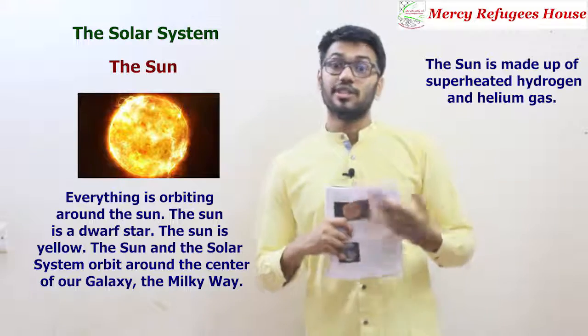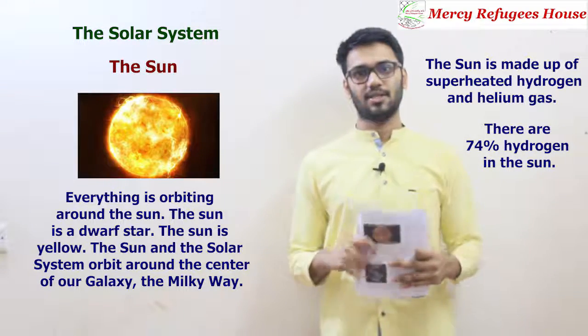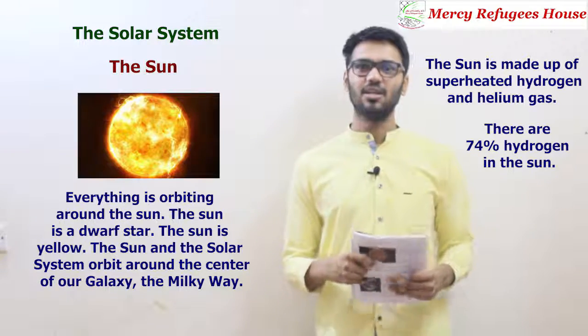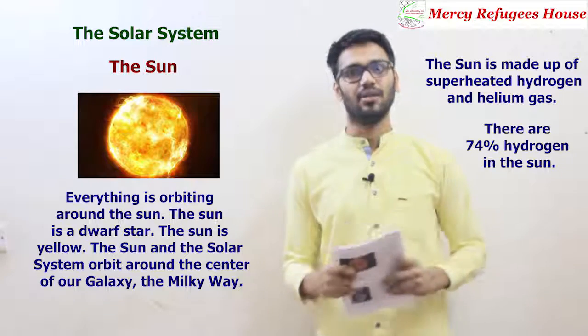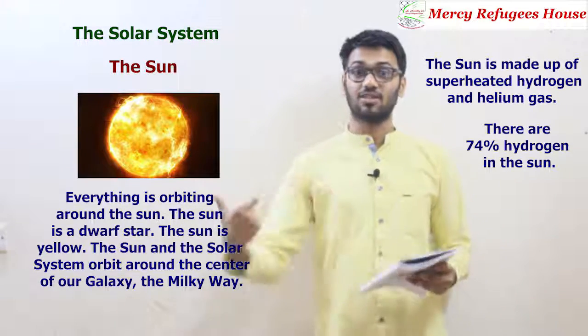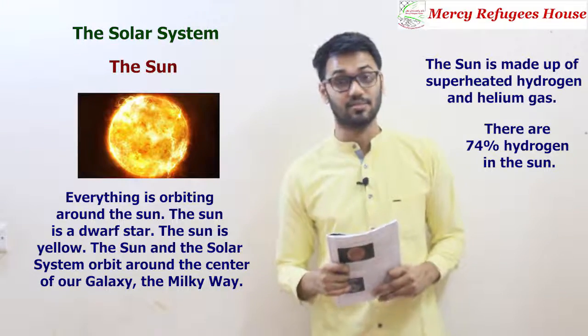So it is estimated that there is 74% hydrogen. That means about 2/3 of the sun is made of hydrogen. And the rest, about 1/3, is made of helium and other gases.